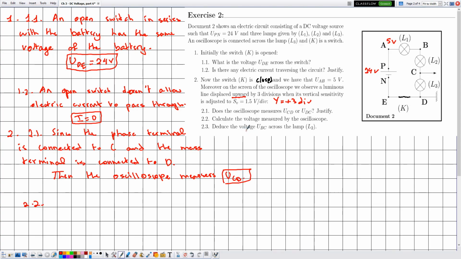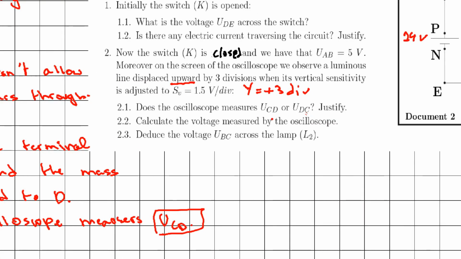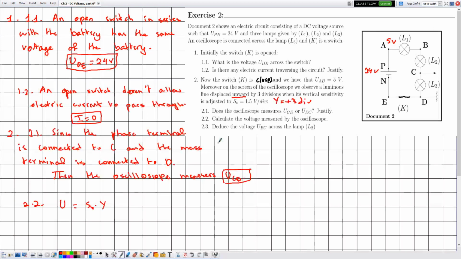Now in 2.2 they are telling me calculate the voltage measured by the oscilloscope, and this is done using the formula U is equal to the vertical sensitivity multiplied by the number of divisions Y. Notice that in part 2.1 we have justified that the oscilloscope is measuring the voltage UCD. Then instead of writing U, we write UCD. Now the vertical sensitivity is given by 1.5 and the value of Y is given by +3.